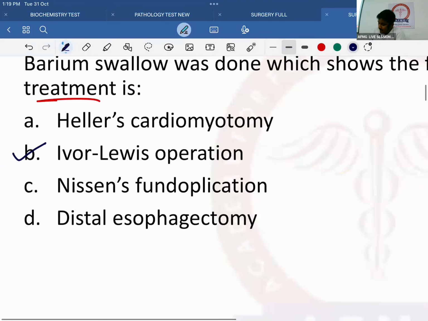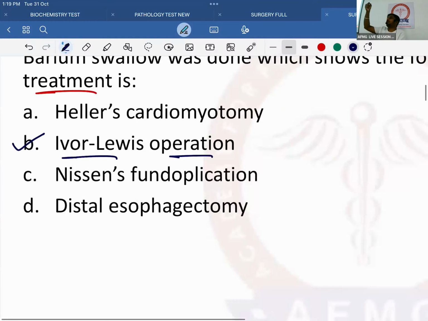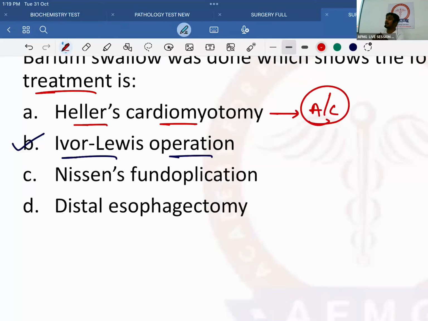Heller's cardiomyotomy is the treatment of choice, beta. जहाँ पे we are going to make incision on the circular muscles in the lower part of the esophagus. If we make incisions in the lower part of esophagus, the muscles are going to relax. And if the muscles are going to relax, the pressure will decrease and the esophagus can open up. What is this condition in which the lower part of esophagus is in a state of constant spasm? Achalasia. So Heller's cardiomyotomy is the treatment of choice for achalasia cardia. कोई दिक्कत नहीं है. That has to be remembered.